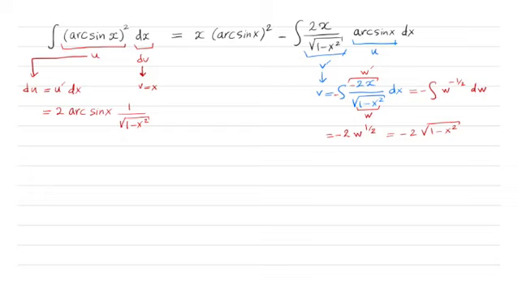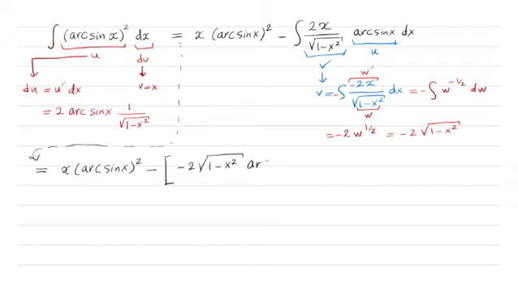Now let's use this and compute the second integral. So we get, let's continue here, x arc sine of x squared minus, well, the integral of u dv is uv, so uv is minus 2 square root of 1 minus x squared times arc sine of x, minus the integral of v du. Well, v is minus 2 square root of 1 minus x squared. I'm going to put the minus here and make this minus plus, times du.